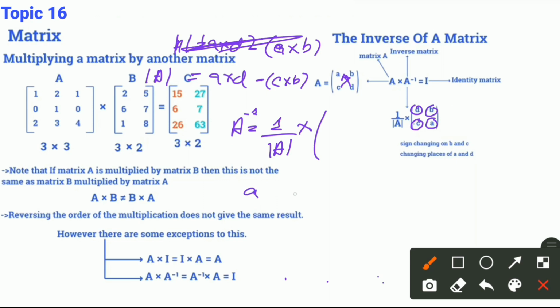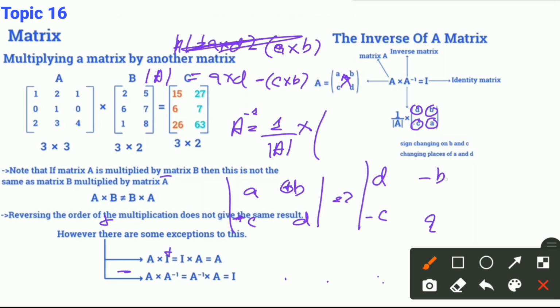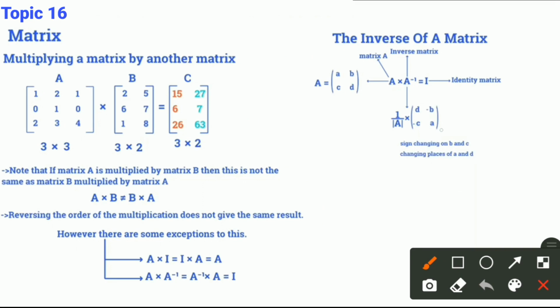At the start it was like this, A B C D. But first of all we're going to change the places of A and D. So D will be here, A will be here, and then we are going to change the sign of B and C. So for example, if both of them are positive, then they will be negative. If it was positive and negative, then it will be negative and positive. If it was negative and positive, then it will be positive and negative. So the sign will change. After doing all that, you're going to do all of this calculation, and then you will find the inverse matrix.